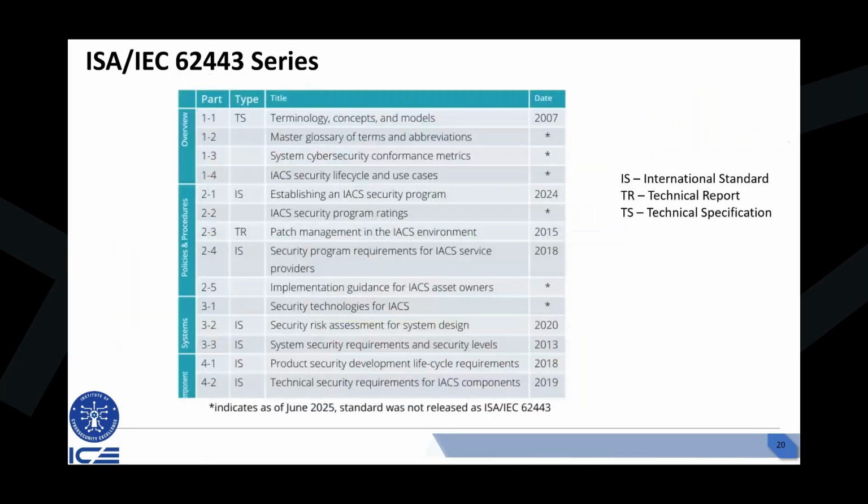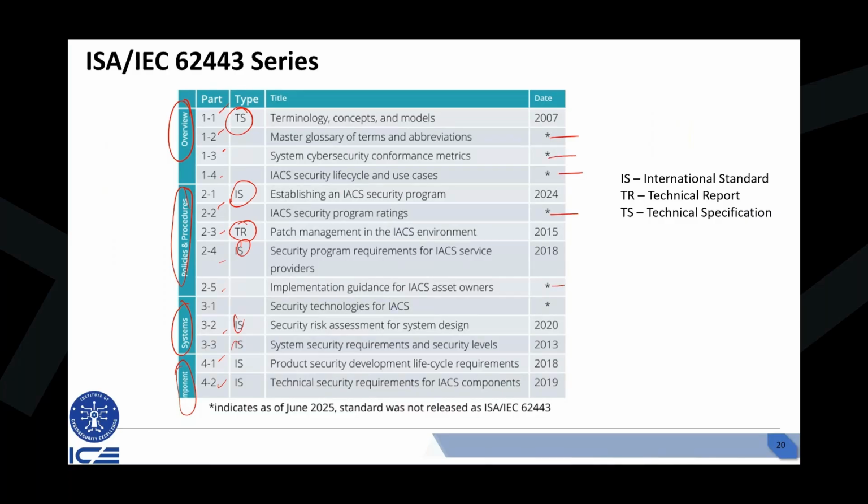You can still see the same 4 groups: overview, the governance, system, and the components. The COM is hidden. 1-1, 1-2, all those, the actual numbering is also there. It also shows what is a technical specification, which one is a TR, and which are the standards. And as you can see, there are several of them which have not been released yet.